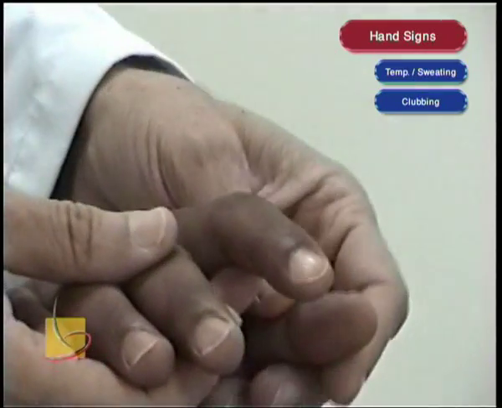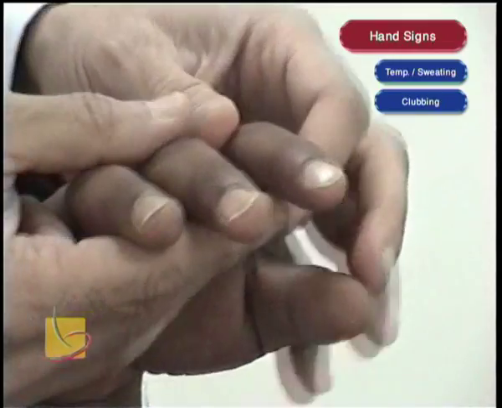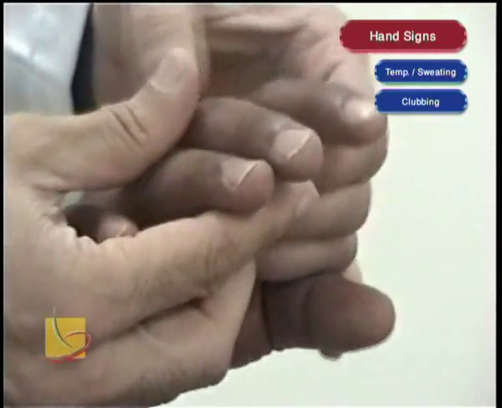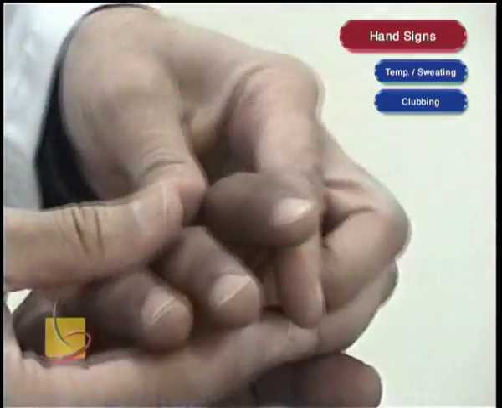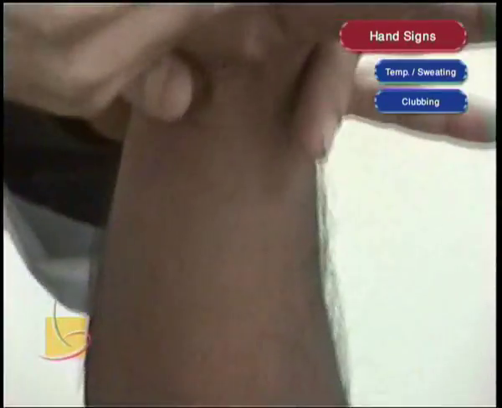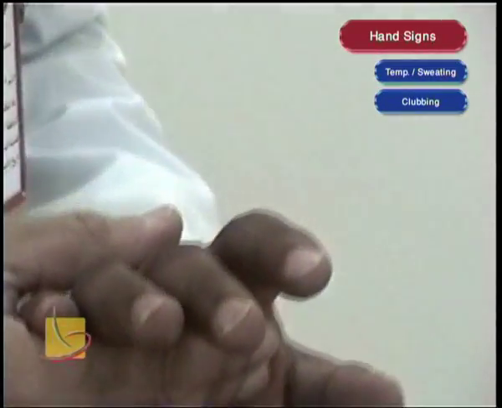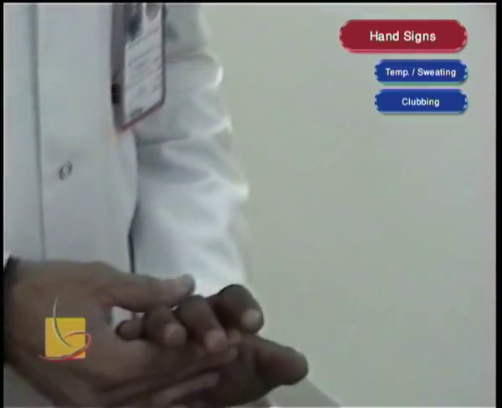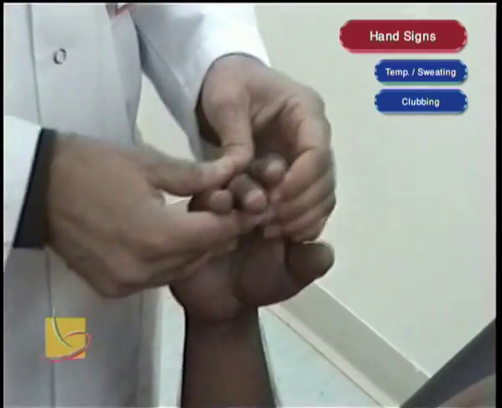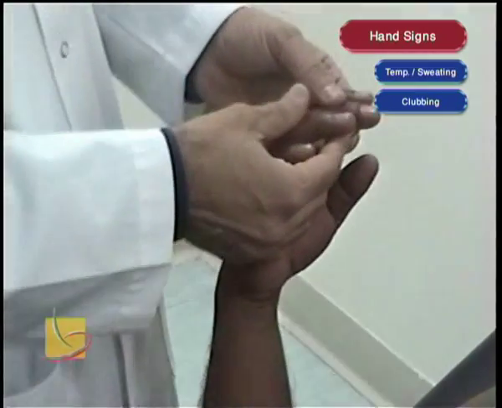Clubbing, if it is there, may be first degree, obliteration of the angle; second degree, when there is increased curvature, the so-called parrot-beak appearance; stage 3, when you get the drumstick; and stage 4, if you get drumstick together with arthritis of the wrist, as seen in patients with bronchogenic carcinoma.